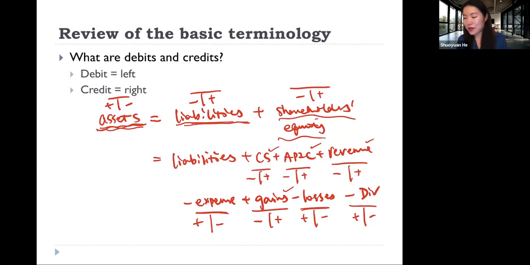So this is very basic. If you still don't feel familiar with this, try spending some time to get familiarized with it, because debit and credit, which account and what condition to debit and credit, those are very basic for financial accounting.